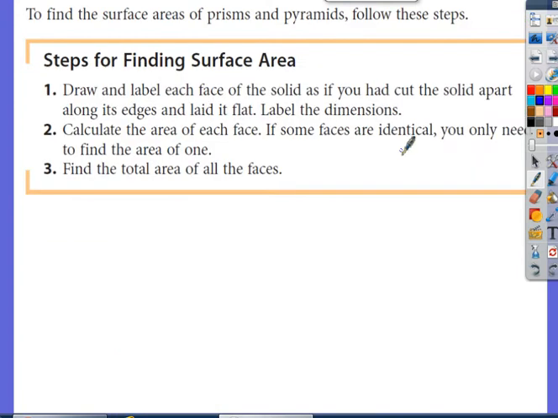And here's the steps to finding surface area. There goes the bell that says to go home. So I hope you're home.